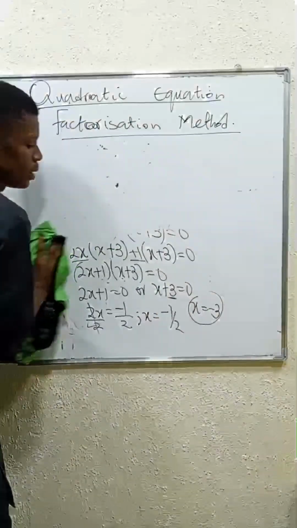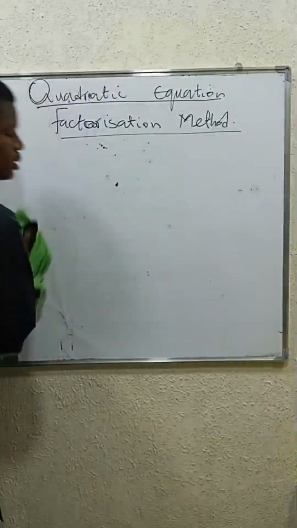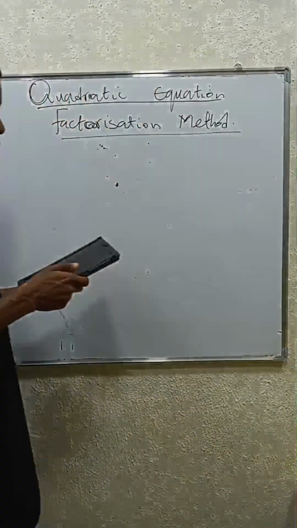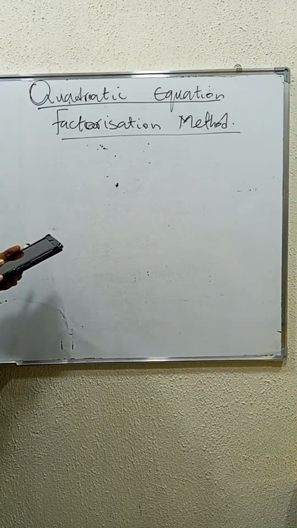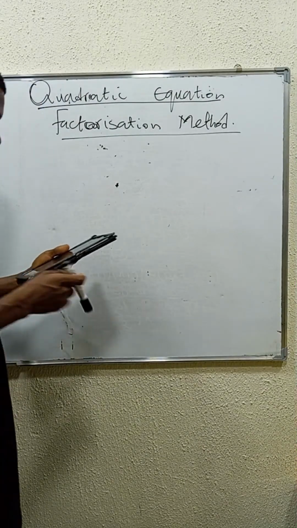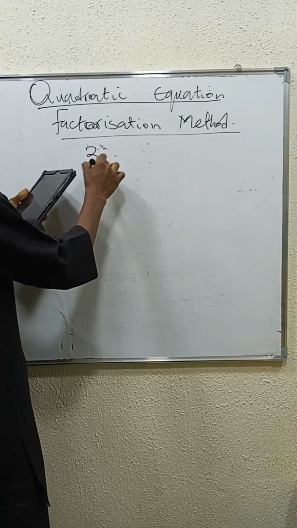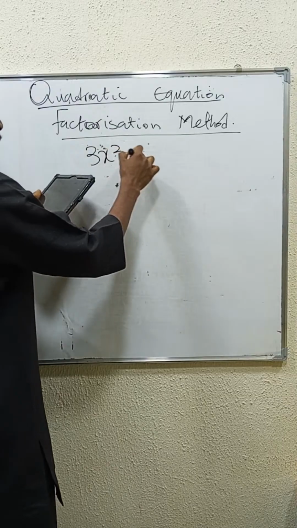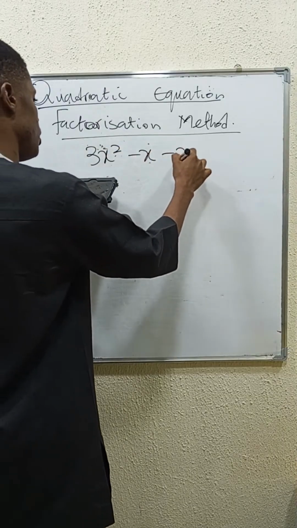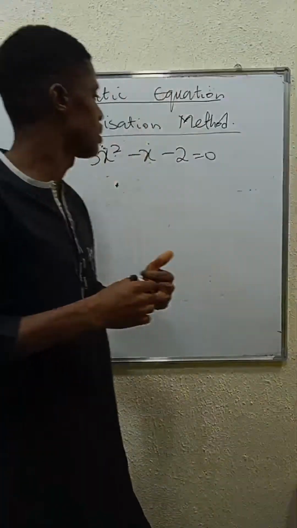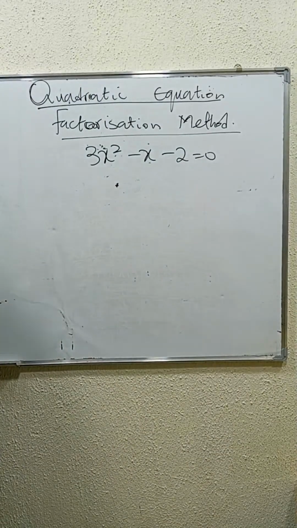So remember, we are looking at how to solve quadratic equations. So look at the next one: 3x squared minus x minus 2 is 0.